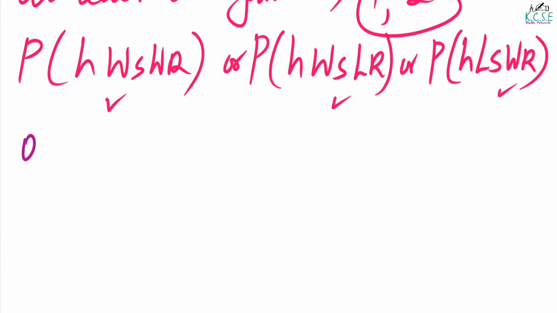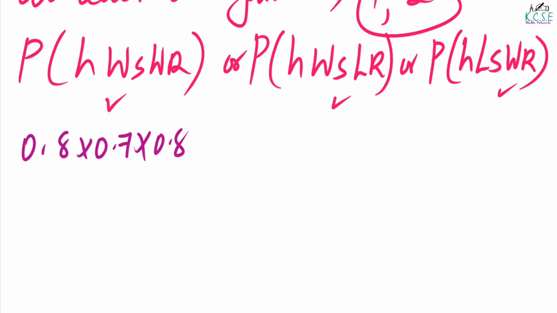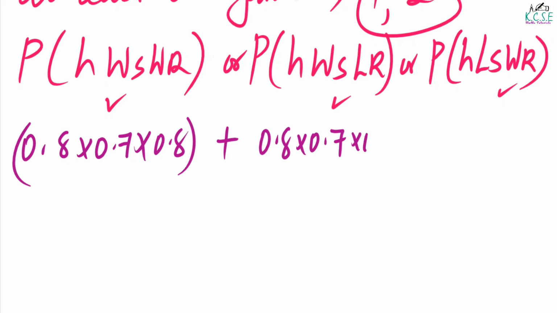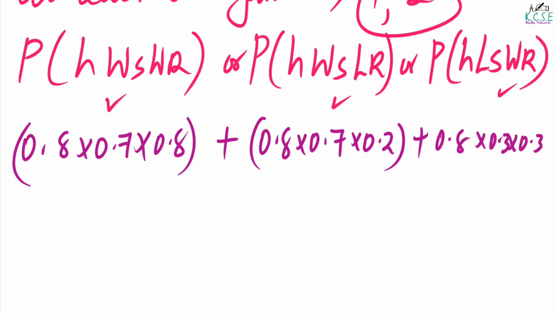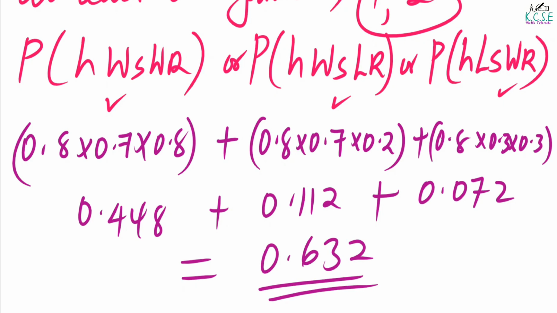So you get the first one, 0.8 times 0.7 times 0.8, plus the second one, 0.8 times 0.7 times 0.2, plus 0.8 times 0.3 times 0.3. Adding this, you get 0.448 plus 0.112 plus 0.072, and this gives 0.632. So that is simply how you're supposed to work out that question.